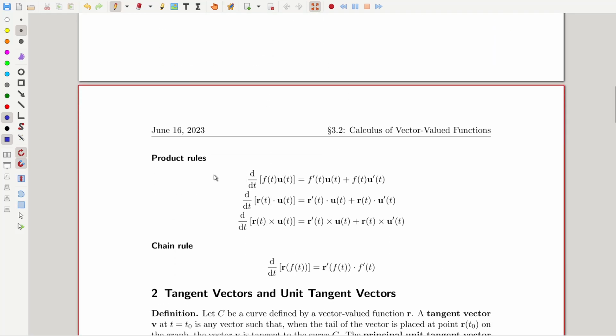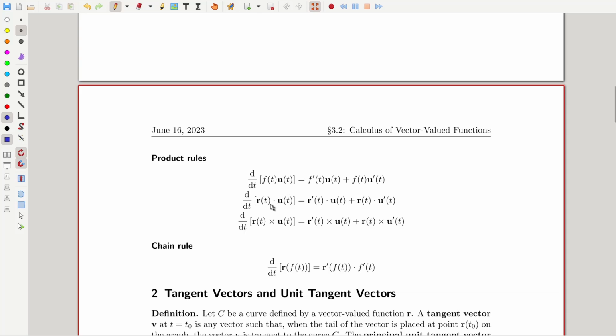Next, the derivative satisfies 3 different product rules, because in the setting of Calc 3, we actually have 3 different types of products. We can do a scalar product, a scalar function multiplied by a vector function, a dot product of 2 vector functions, and a cross product of 2 vector functions. You can think of it as, if we actually had a specific value t, like t equals 2, for example, then f of t would just be a number, u of t would be a vector. So you'd be multiplying a number by a vector here, and you'd have a vector function here, you'd be taking a derivative.